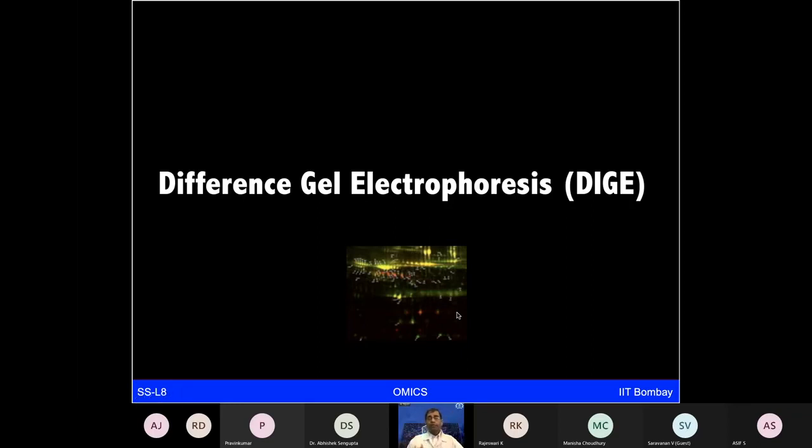To take this technology forward, what we are trying to give you is an idea of how to do the basic biochemistry type of experiments and take it forward to more proteomics type of high throughput experiments. So SDS-PAGE, moving on to 2D gels, and then now let's look at the difference in gel electrophoresis, the DIGE technology.